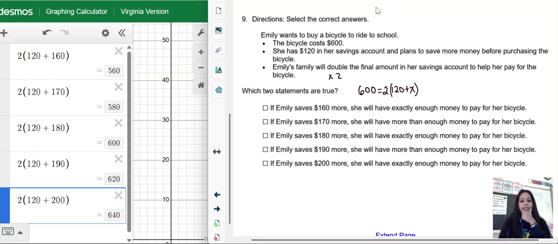Okay, so if this amount gives me 560. So if she saves 160 more, she will have exactly... No, that won't work. She won't have exactly enough. She needs 600. If she saves 170, she's still short. 180 will give me exactly what I need. That's exactly what I have here. So that's going to be one of my answers. 190 gives me more than enough. Yep, that works out because that gives me $620. And then 200 will give me more than enough, not exactly. So these two are the correct answers. Okay.